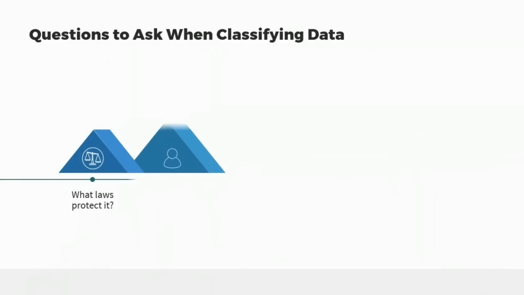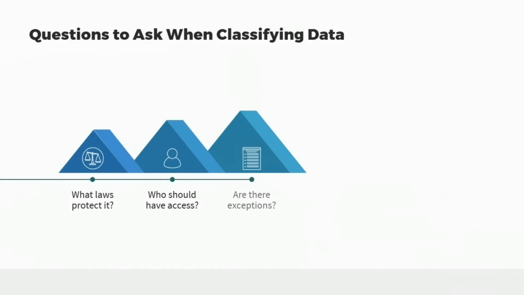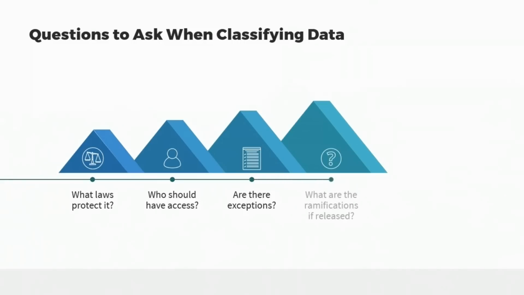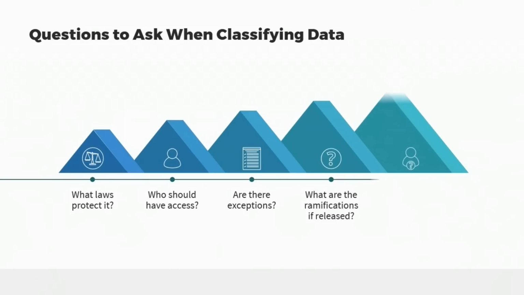So then, in terms of mitigating these and other threats, you should begin by classifying your data, which involves asking questions such as if any laws protect that data, which users within your organization should have access, if there are any exceptions, what the ramifications are if that data is accessed in an unauthorized manner, and what its value might be to someone who should not be able to access it. The answers can help you to identify which data needs to be protected and which measures might be most effective.